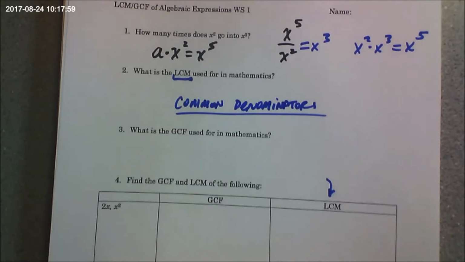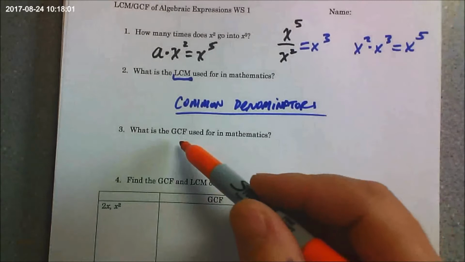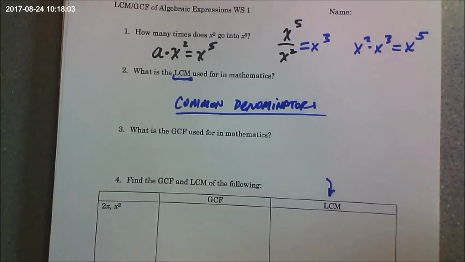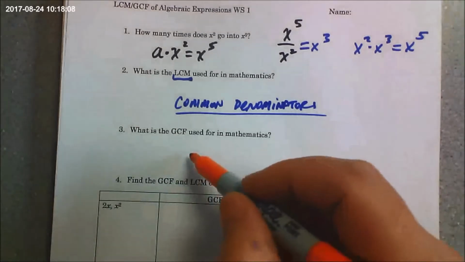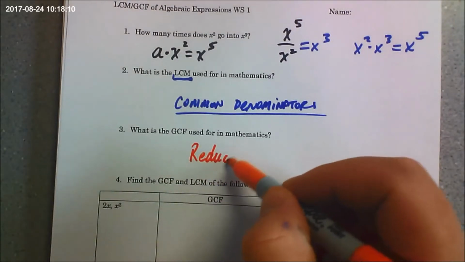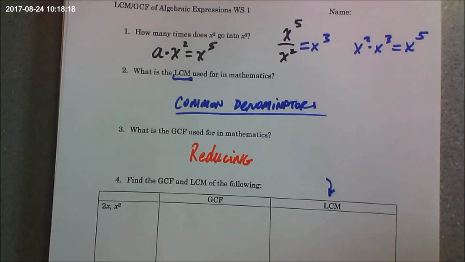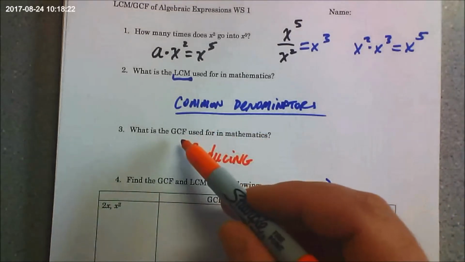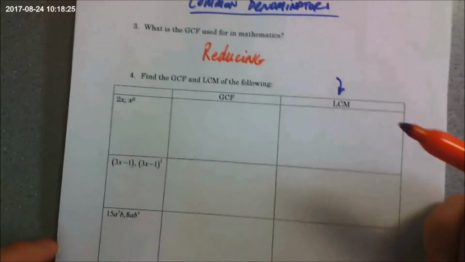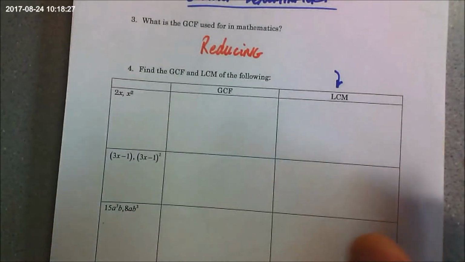It's okay. Anna Eid, what is GCF used for in math? Reducing. What operation is used for reducing? What is the operation that reducing uses? Division. It's dividing, yeah. You divide out the greatest common factor. Good.